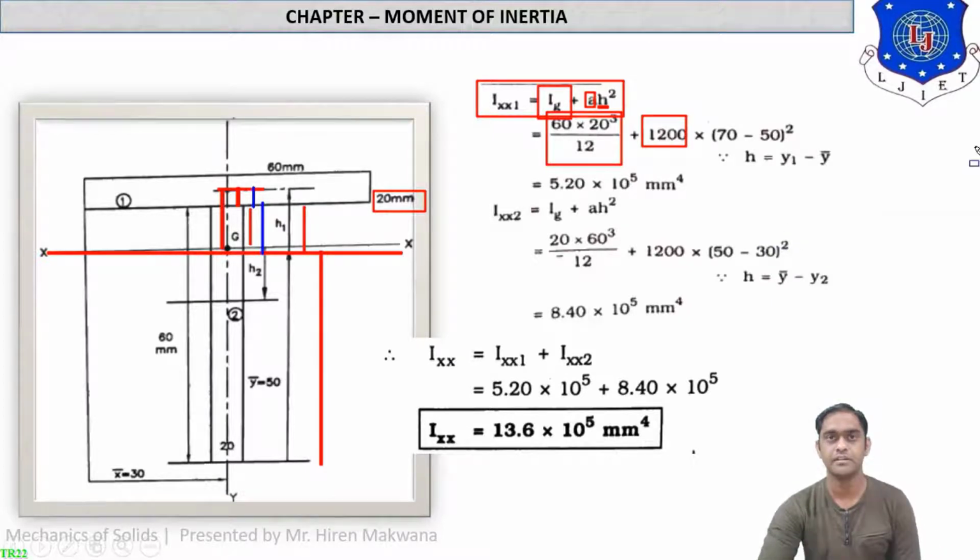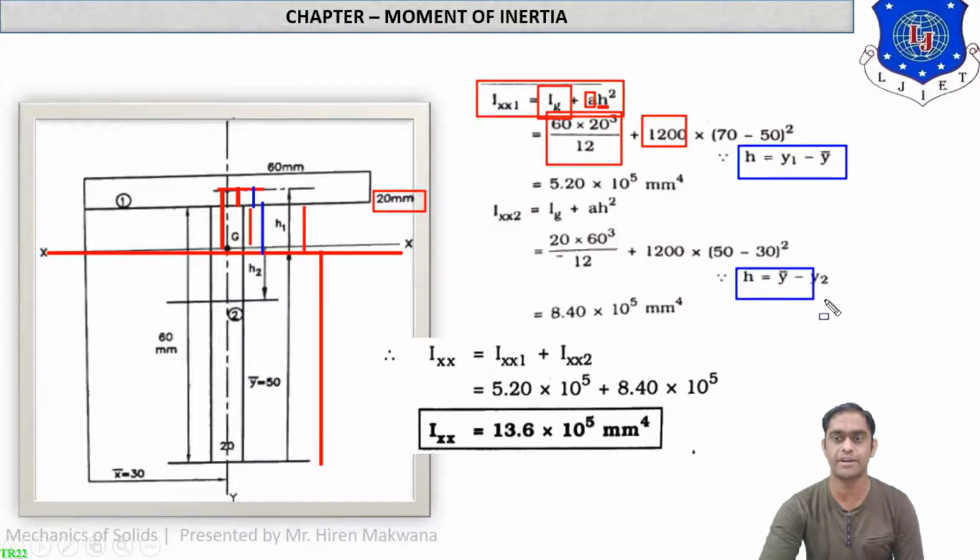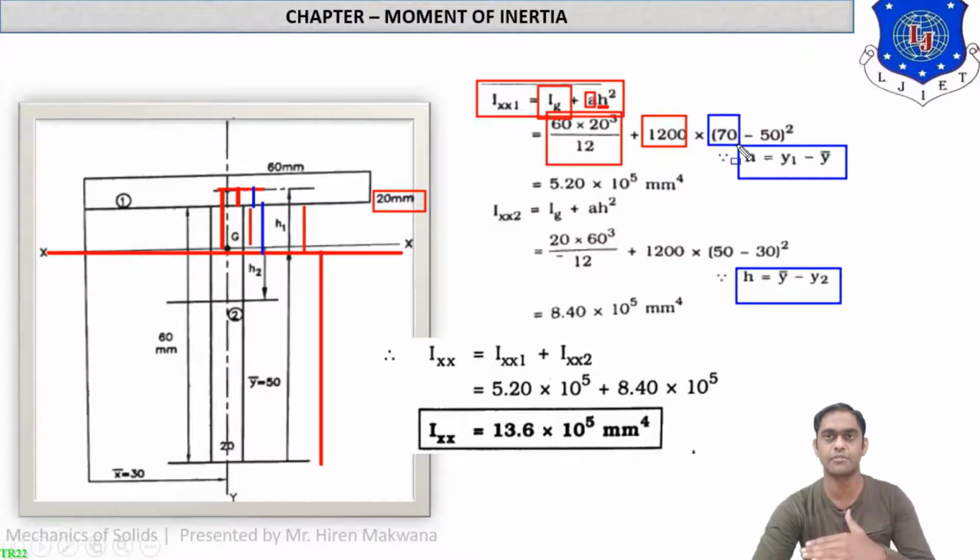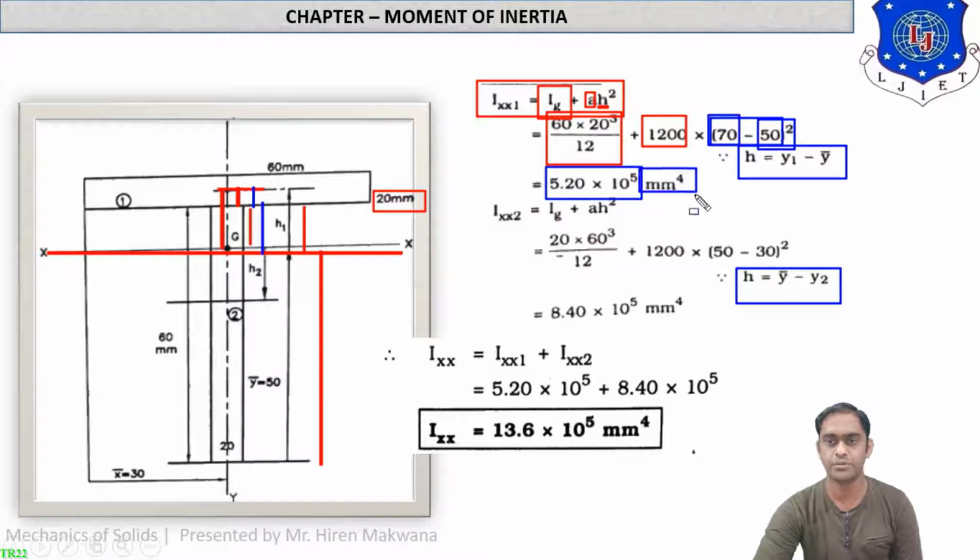So we have calculated the shortcut method. Now h is equal to y1 minus y bar for part 1 and h is equal to y bar minus y2 for part 2. You will get the same answer. So what is y1 minus y bar? That you can calculate from the table. y1 is 70, meaning the distance of CG of part 1 from the bottom axis, and y bar is equal to 50 as calculated earlier. So this is h, (70 minus 50) whole square. By simplifying in your calculator, 5.20 into 10 raised to 5 is the answer of moment of inertia. Unit will be mm raised to 4.